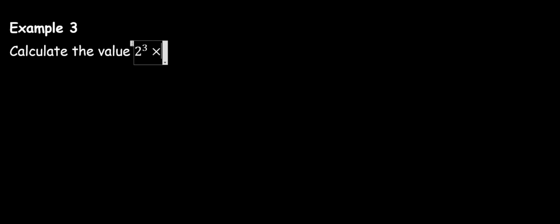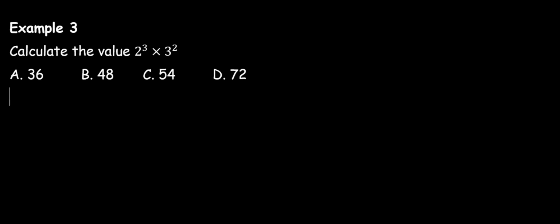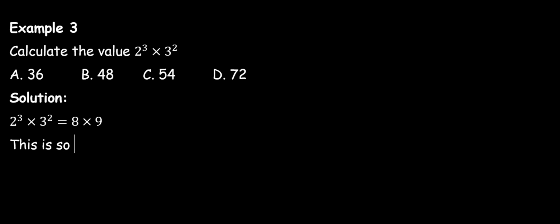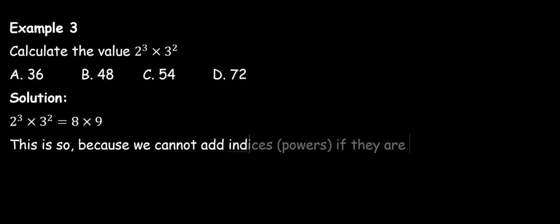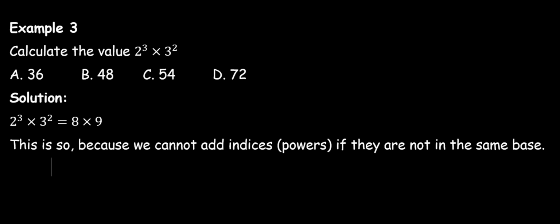Another example. Calculate the value of 2 raised to power 3 times 3 raised to power 2. A, 36, B, 48, C, 54, D, 72. Solution. 2 raised to power 3 times 3 raised to power 2 is equal to 8 times 9. This is so because we cannot add indices, that is powers, if they are not in the same base. So our result is equal to 72.